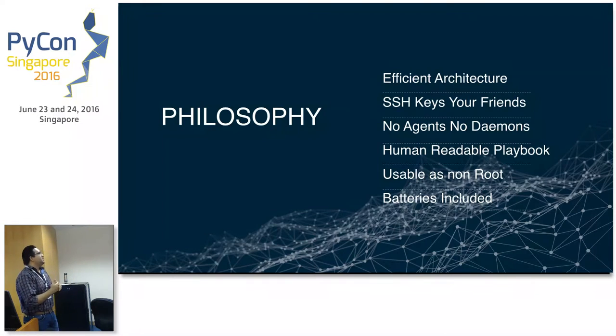What's the philosophy of Ansible? This is the basic thing which differentiates Ansible from Chef, Puppet, or SaltStack: the architecture of Ansible is very simple. We'll cover the architecture later in one of the slides. You don't require any agents or daemons to run any Ansible deployment. Everything runs through SSH keys. There's a possibility to use passwords, but SSH is far, far simpler and better to handle.